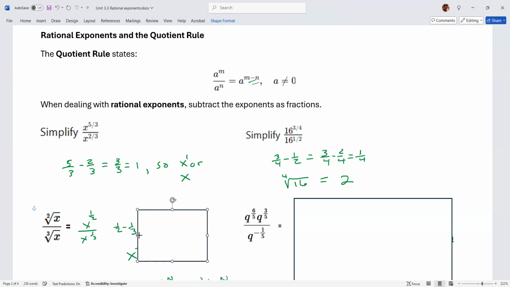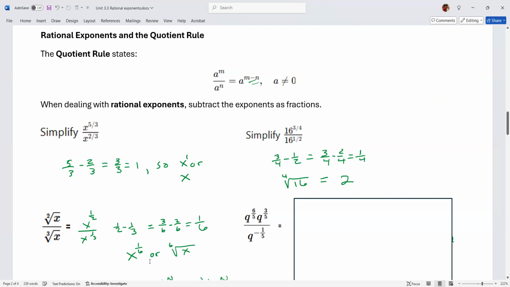Well, I need a common denominator of 6. So there's my math of 3/6 minus 2/6 when I convert them to a common denominator. And that is 1/6. So it's x to the 1/6 or the sixth root of x. And just look at the instructions as to how they want you to answer it. If you're doing problems like this, it may be perfectly fine to leave it as x to the 1/6.